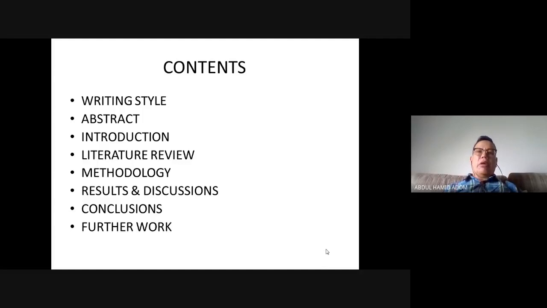Now the contents. I will talk about the writing style. I will talk about the abstract, introduction, literature review, methodology, results and discussion, conclusions for the work. If you see, this is actually the same structure you will have when you are writing your report. And at the end, I will also talk about the general mistakes the students do, which I found during the ENT 650 class.